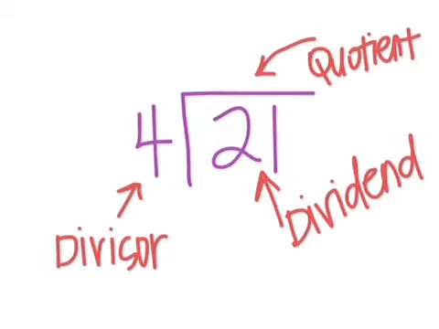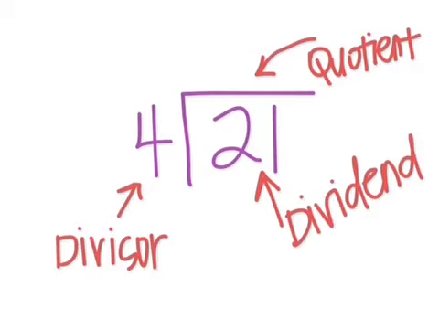Really quick, just for a recap, the divisor is the number of groups that you want to break your dividend, or your whole number of items, into. So let's say you have 21 cookies and 4 friends. Your friends would be the divisors. They're the number of groups you're trying to break the cookies into. And remember that the answer to any division problem is a quotient.